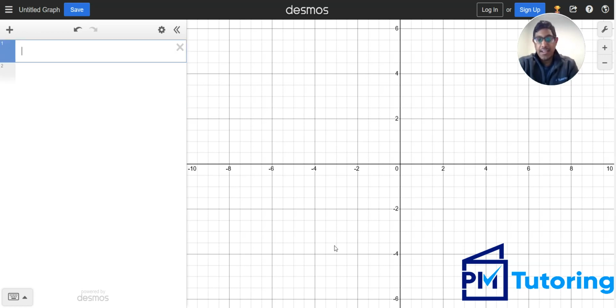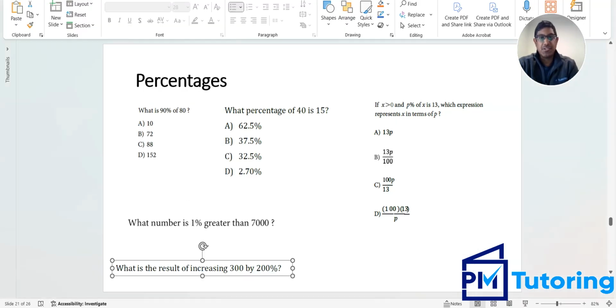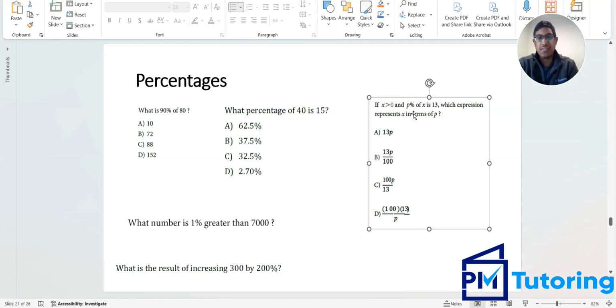And we can get creative. The SAT likes to ask percentage questions in different ways. For example, x is greater than 0 and p% of x is 13. What is x in terms of p? So remember, x is one of the reserved variables. This is something that clearly we want to use sliders for. So instead of x, let's go with a.